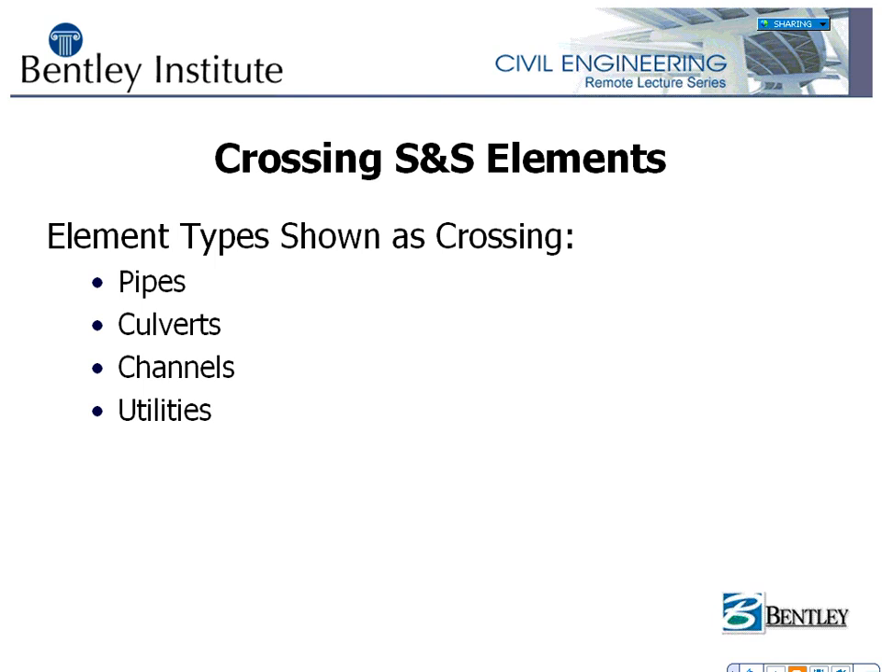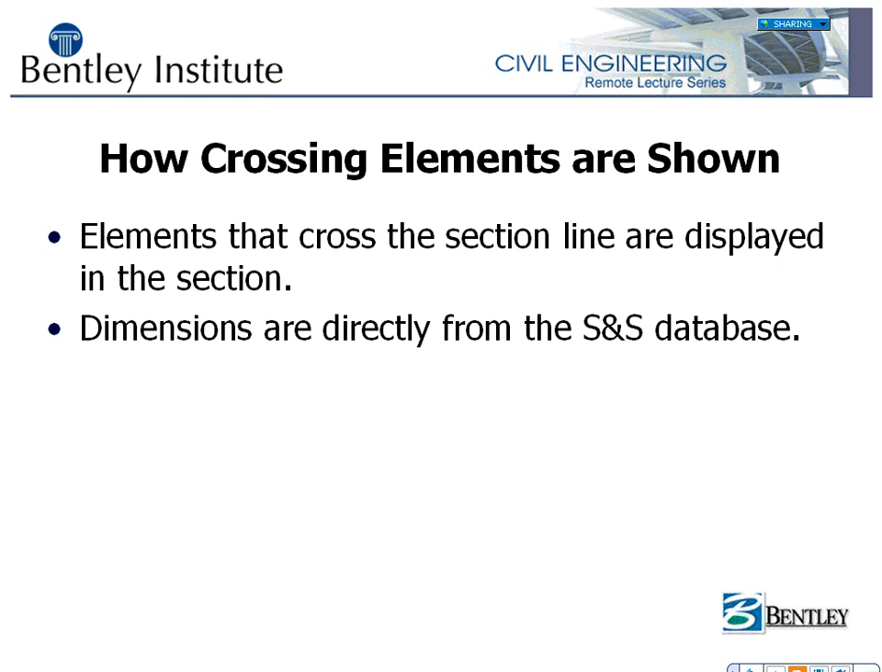Okay, let's talk a little bit about what we consider crossing elements and what we consider projected elements. Our crossing elements are pipes, culverts, channels, and utilities. Any of those that cross the cross section line, if their feature style is set up appropriately, and we'll go over that in a few minutes, will show up in the cross section. It goes through some of the same code as putting crossing features from your DTM into the cross section. So it's the same approach. If it crosses the section line within the width of your cross section and within the elevation range, then it'll be shown in the cross section.